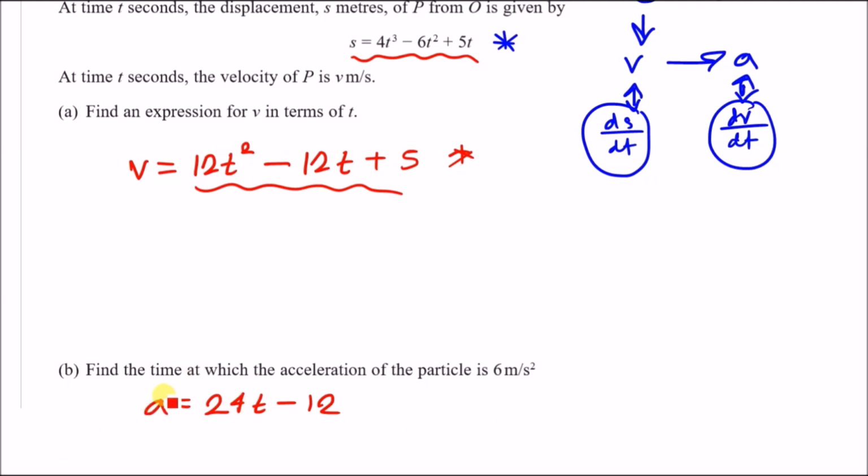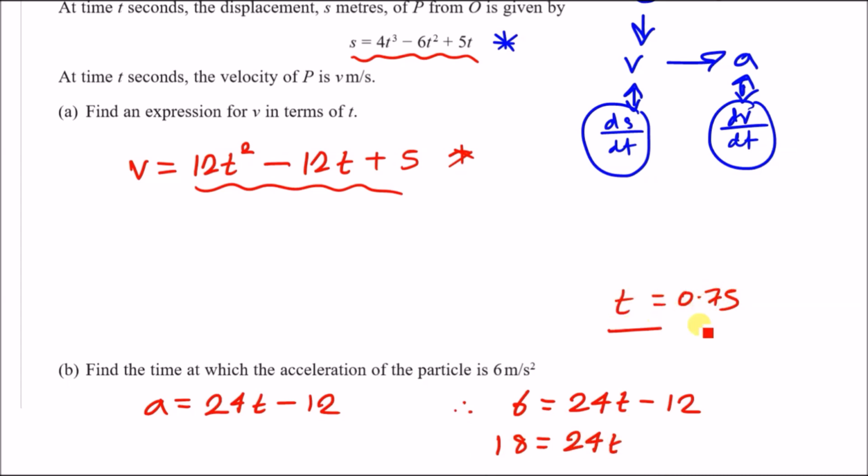It says find the value t at which the acceleration is 6. So in other words, when a is 6, what's t? So just replace a with 6. You just solve this equation right here. Find the value t. So what we could do is add 12 across, so you get 18 equals 24t. Divide this by 24 and you should get t equals 0.75.